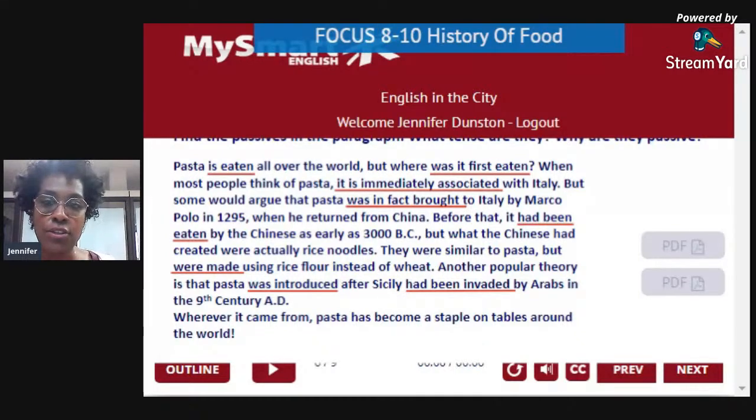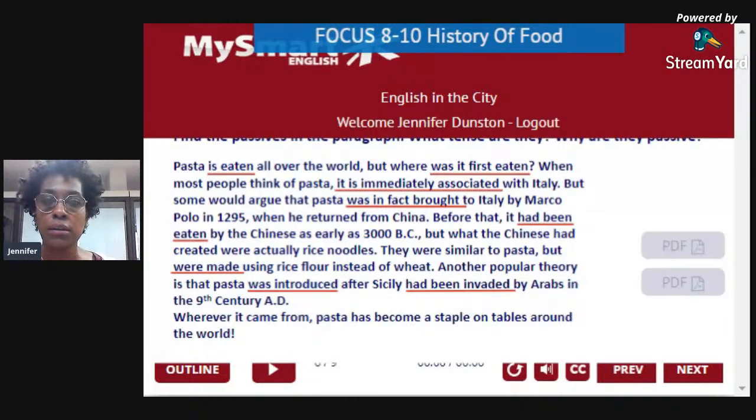So why are these sentences, thank you, Elena, Sicily had been invaded by the Arabs. Why are these sentences passive? Why not just make it all active? I mean, it would be so much easier, right? People eat pasta all over the world. Who were the first people to eat pasta? Pasta is associated with Italy. Why not just keep all the sentences active instead of making them passive? Why do we need passive?